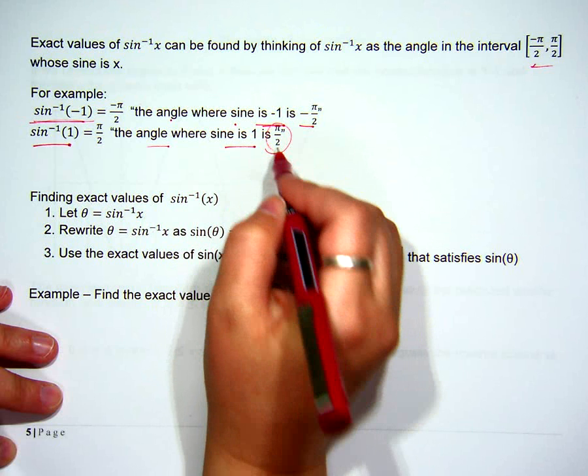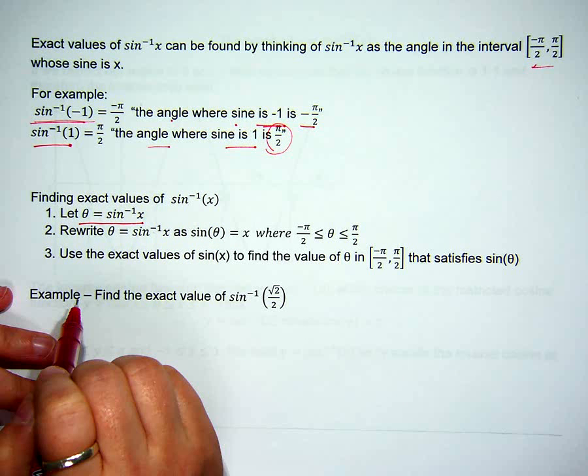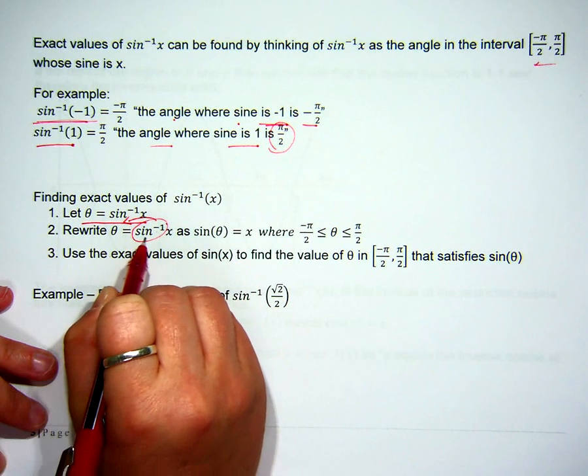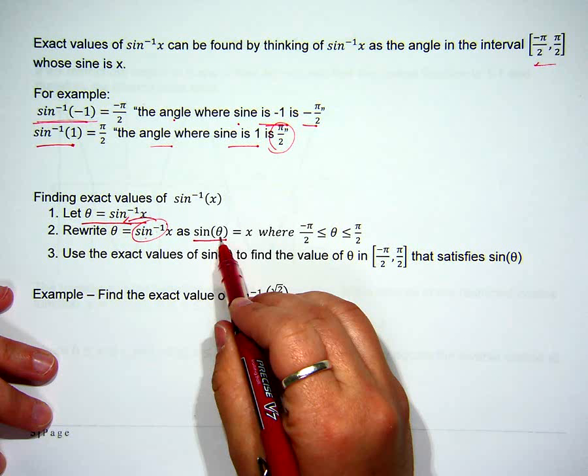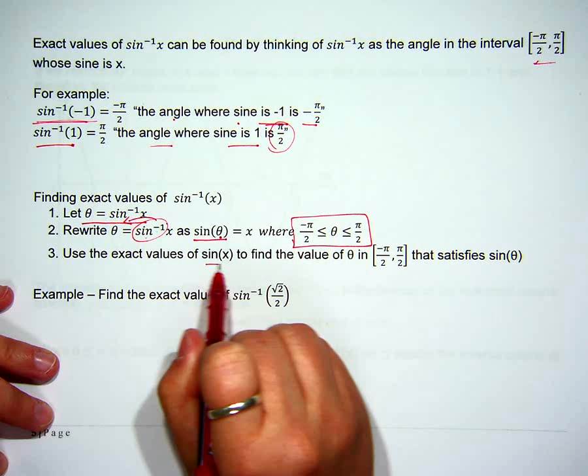So how do I find exact values of sine inverse? Step 1: write the statement theta equals sine inverse of your value. Step 2: rewrite, taking your inverse function and moving it across the equal sign. When you move an inverse across the equal sign, it becomes plain Jane sine, no inverse. So you say sine of my angle equals the value, but the only values I can take on are between negative pi over 2 and pi over 2. Step 3: use exact values of the sine to find that value of theta.